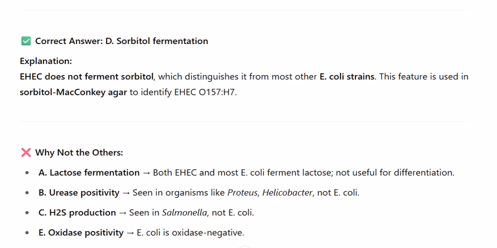Why not the others? A. Lactose fermentation. Both EHEC and most E. coli ferment lactose, not useful for differentiation. B. Urease positivity, seen in organisms like Proteus, Helicobacter, not E. coli. C. H2S production, seen in Salmonella, not E. coli. E. Oxidase positivity. E. coli is oxidase negative.